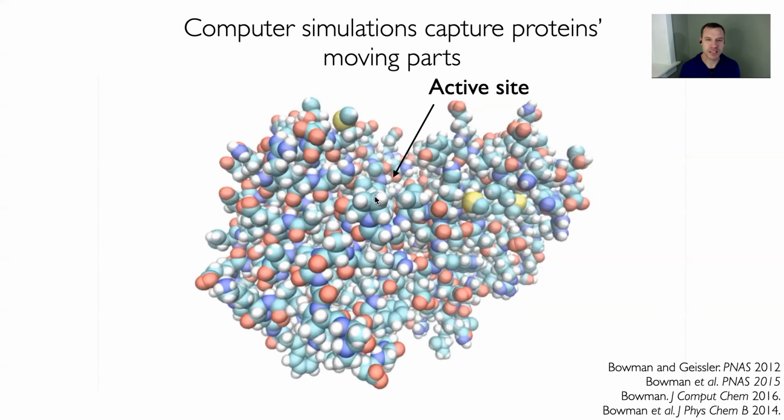And what we're looking at here is a representation where each sphere represents an atom in this protein. And they're colored according to what element they are. So carbon is in gray, nitrogen in blue, oxygen in red, for example. And we can learn a lot from this single snapshot.